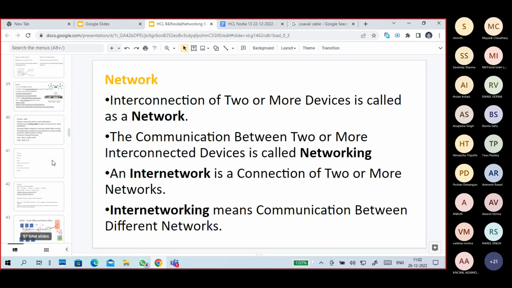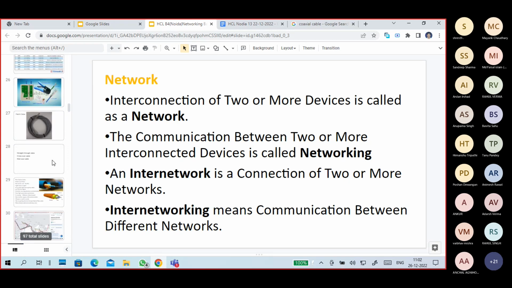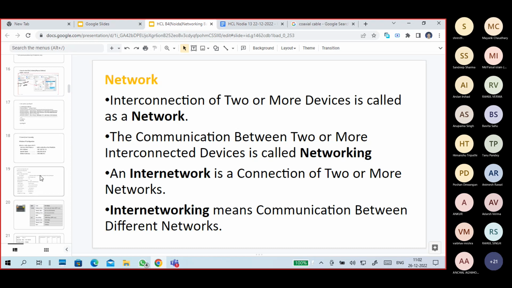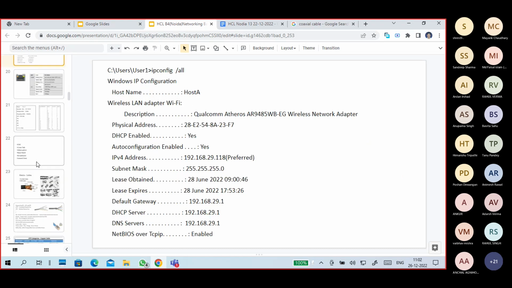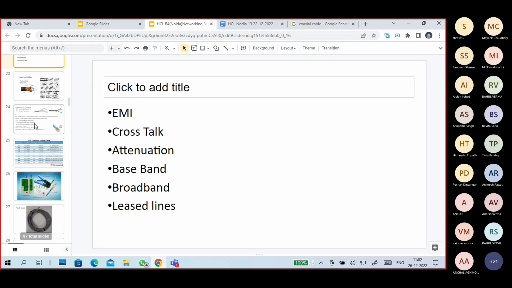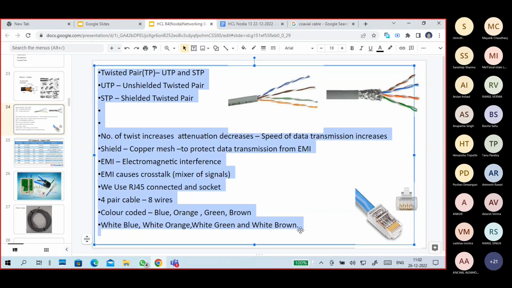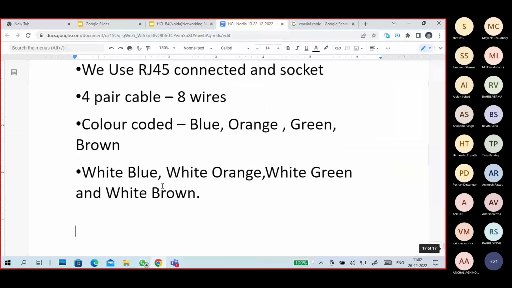Next one is twisted pair cables. What is this twisted pair cable?